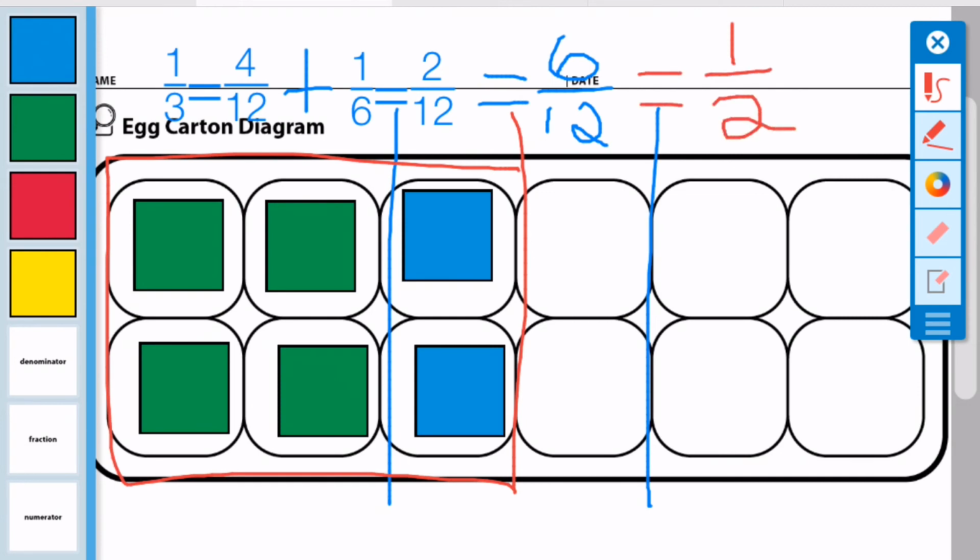Using models like this allows students to make sense out of equivalent fractions, comparing fractions, and seeing fractions of set. And it builds understanding around how we add and subtract fractions with unlike denominators.